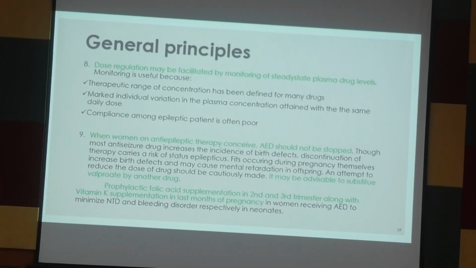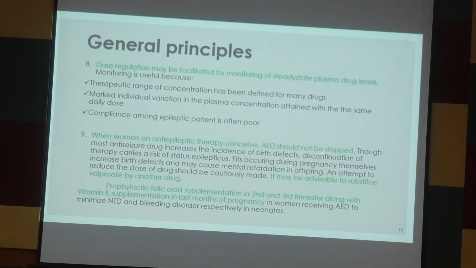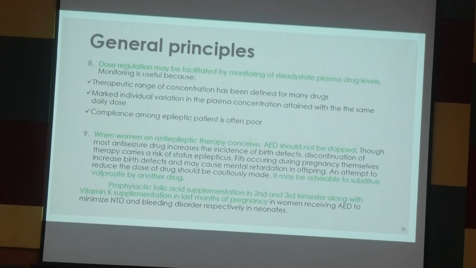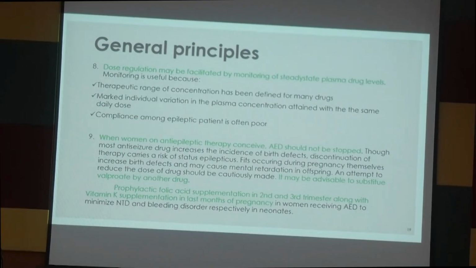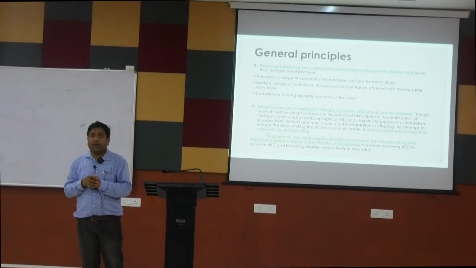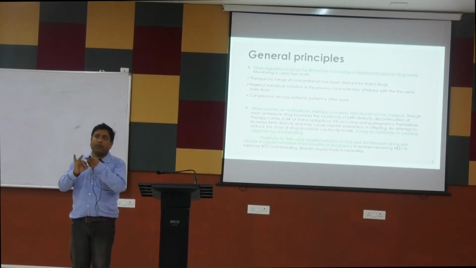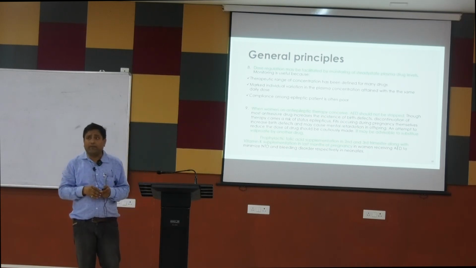Now, when a woman is on anti-epileptic drugs and she conceives, what can we do? It should never be stopped. Why? Because withdrawal of the anti-epileptic drug can make the woman go into status epilepticus. But the anti-epileptic drug will be a problem because of teratogenicity. It can cause harm to the fetus. Phenytoin causes fetal hydantoin syndrome. Valproate causes neural tube defects. These are the common teratogenicities we are facing with the use of anti-epileptic drugs.